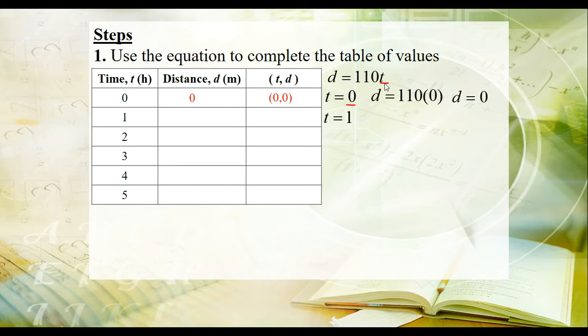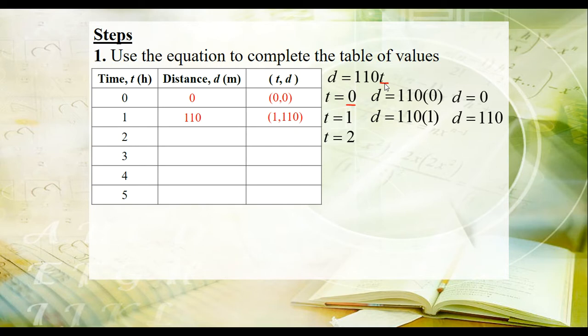When t is equal to 1, again, we'll take that 1 and we'll plug it into the equation for the value of t. So that'd be d is equal to 110 multiplied by 1. And that would give me a d value that's equal to 110. Put it into the table of values. So you have 110 would be the distance, and then the ordered pair would be 1, 110.